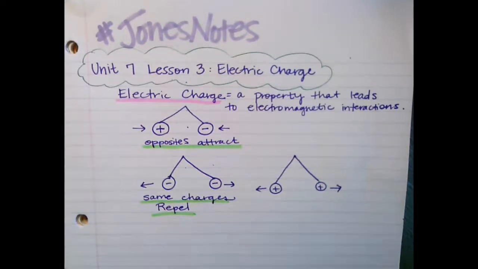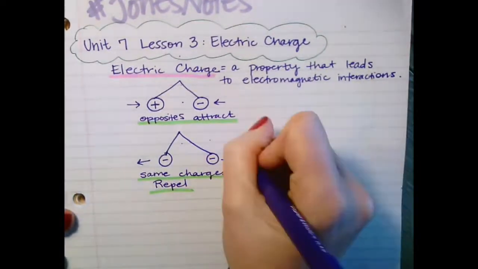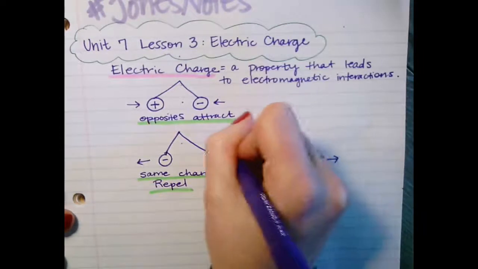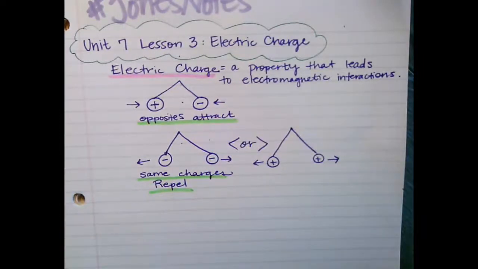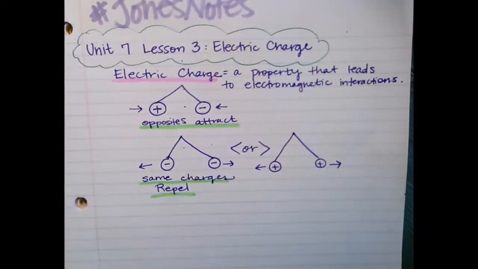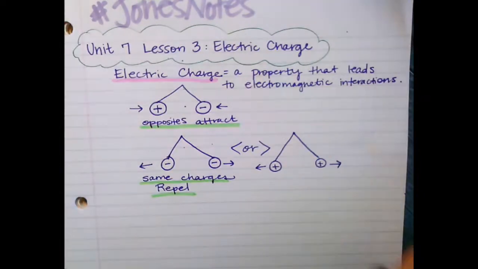You guys will find that those examples you have hopefully learned before. So opposites attract, same charges repel. That is the main idea. Now, you might ask why an object has more of a positive charge or why an object has more of a negative charge. It's just electrically charged that way based on the atoms within.